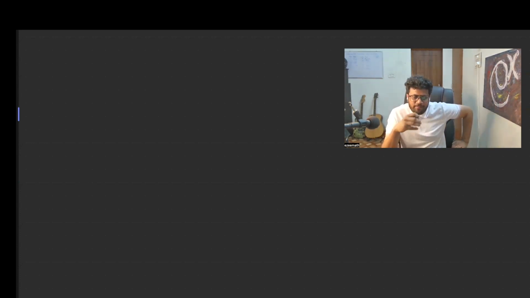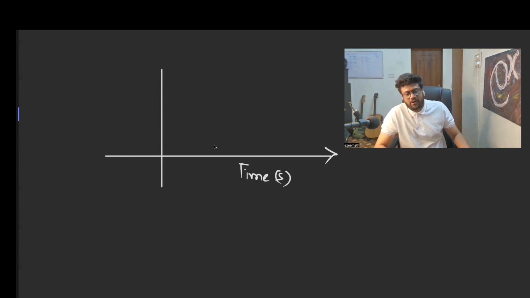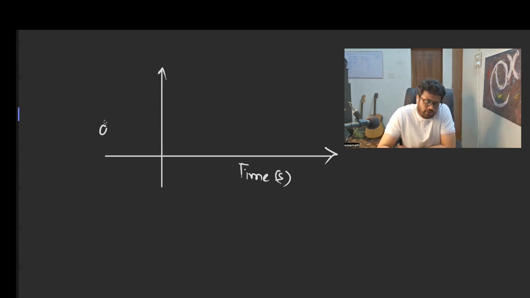So first, let's start by understanding what a distance time graph is supposed to be. It's a graphical representation of the relationship between the distance moved by an object and the time taken to travel that distance. You usually have time in seconds on the x-axis, and the distance that the object has moved on the y-axis.